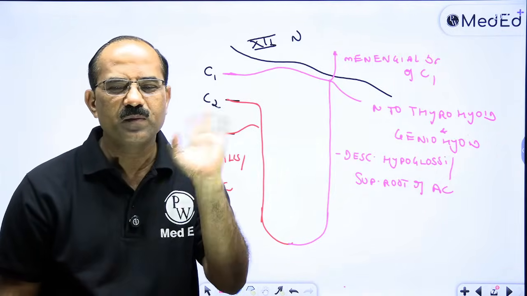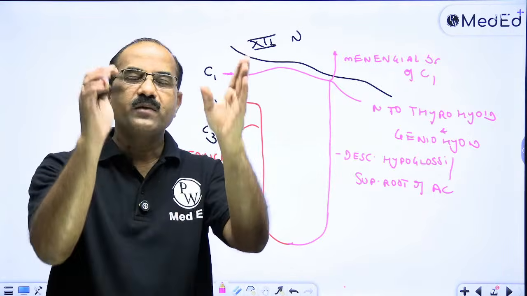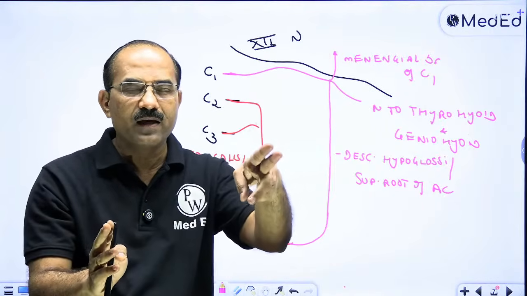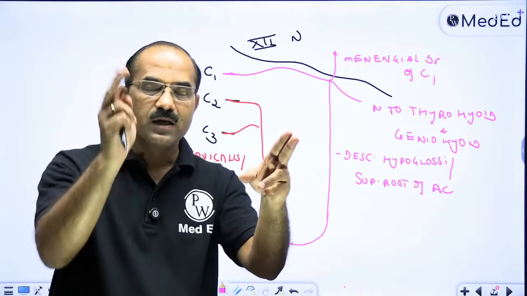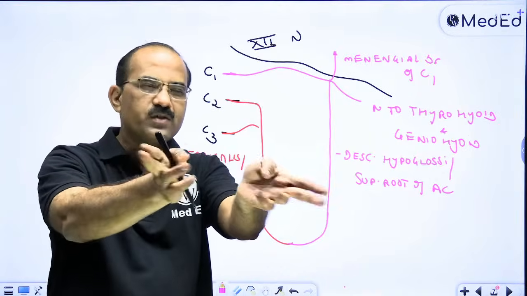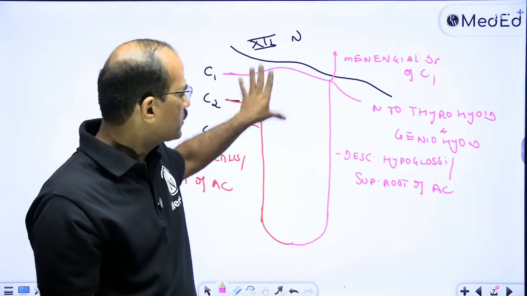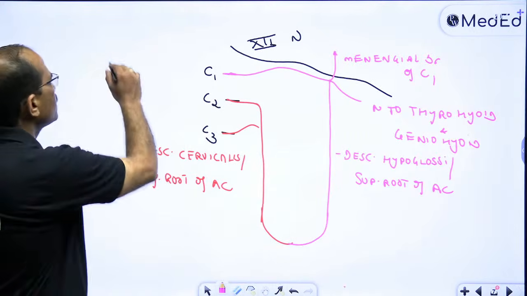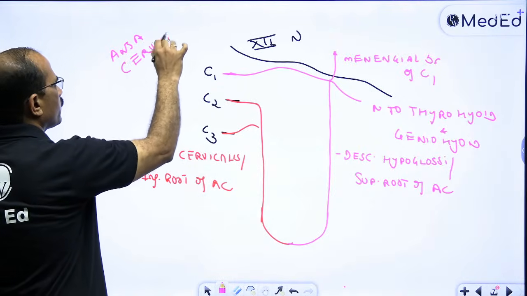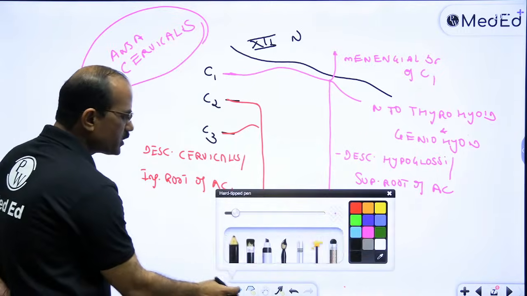Yes, is it understood? What is Ansa cervicalis basically? It is a loop. How is this loop formed? From 2 nerves. Where did the 2 nerves come from? One from C1, that is the superior root of Ansa cervicalis. One from C2 and C3, that is the inferior root of Ansa cervicalis. Both of these join to form the Ansa cervicalis. This is a short note. This is called Ansa cervicalis.